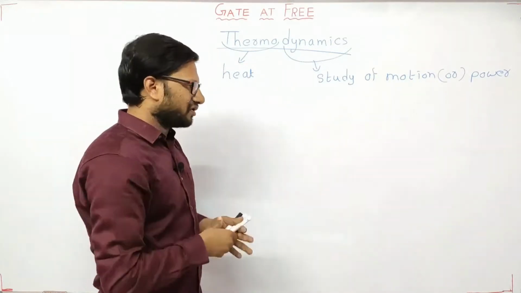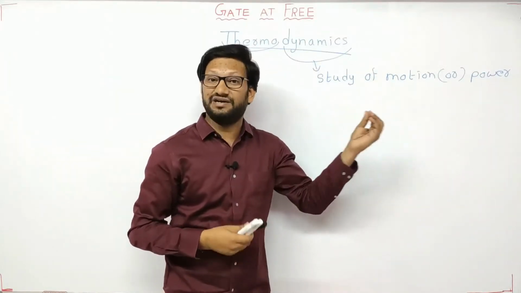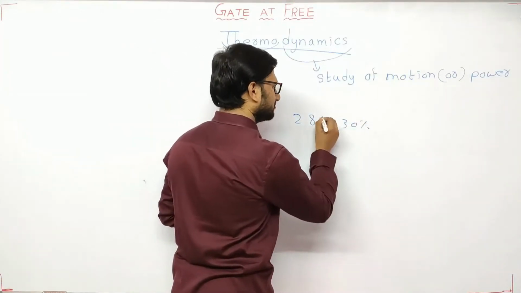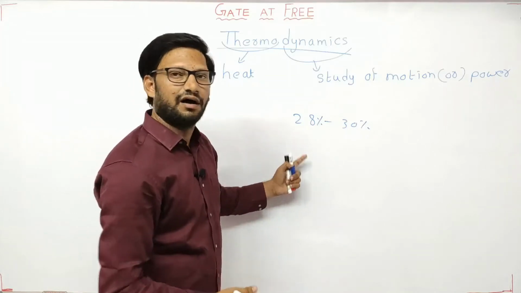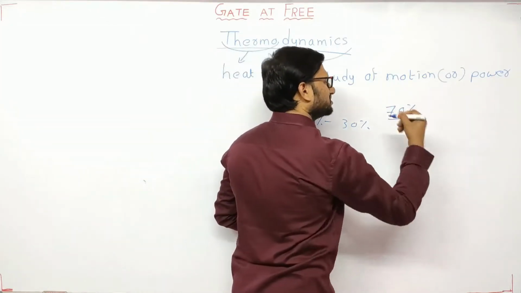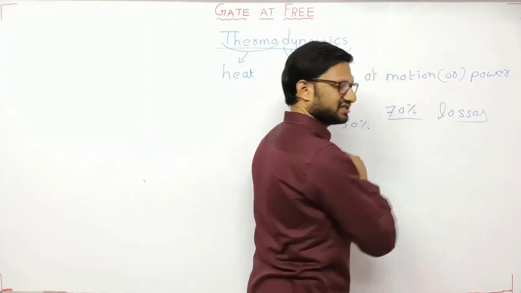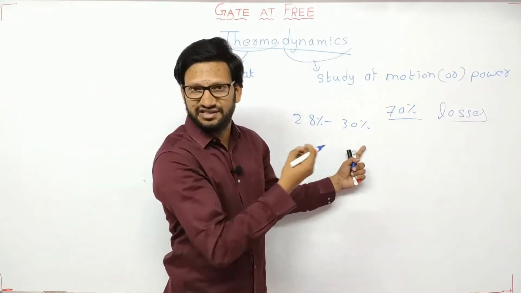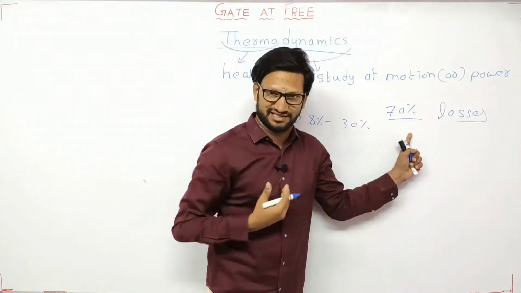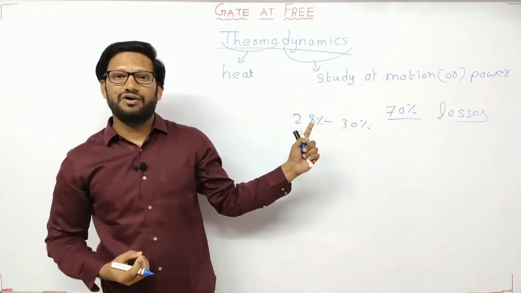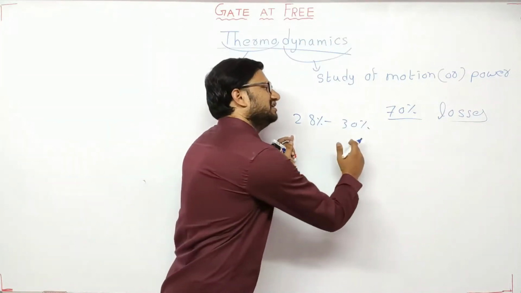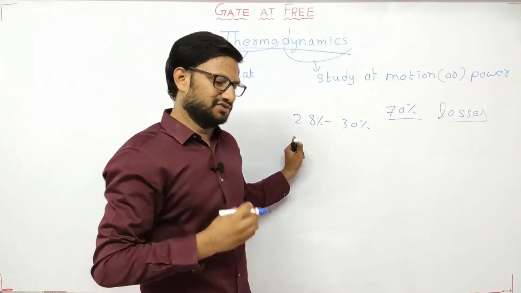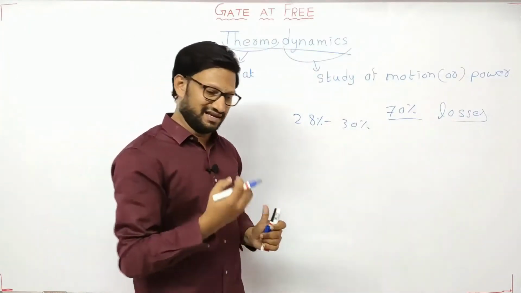As we know, take most power plants, like thermal power plants. The efficiency of a thermal power plant is only 28 to 30%. Do you know that? It means almost 70% is losses. See here how much energy we are wasting, how much energy becomes useless. Now, as an engineer, we have to improve this efficiency. That is the main role of an engineer. To improve the efficiency, we have to learn the basic concepts very clearly.